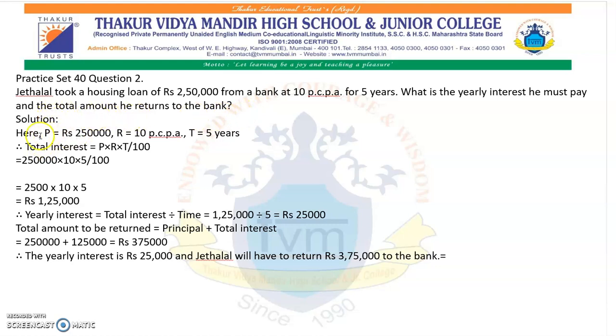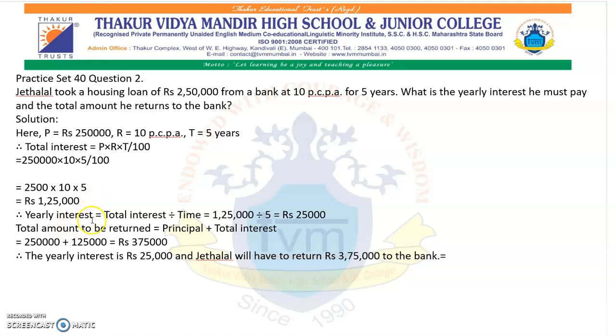Solution. First we write down what is given. Principal 2,50,000, rate 10% per annum, time is 5 years. Therefore, total interest equals P into R into T upon 100. Instead of total interest you can write simple interest, or you can write I equal to. You can use the initial or symbol I for simple interest. 2,50,000 into 10 into 5 upon 100. After calculation we get 1,25,000.